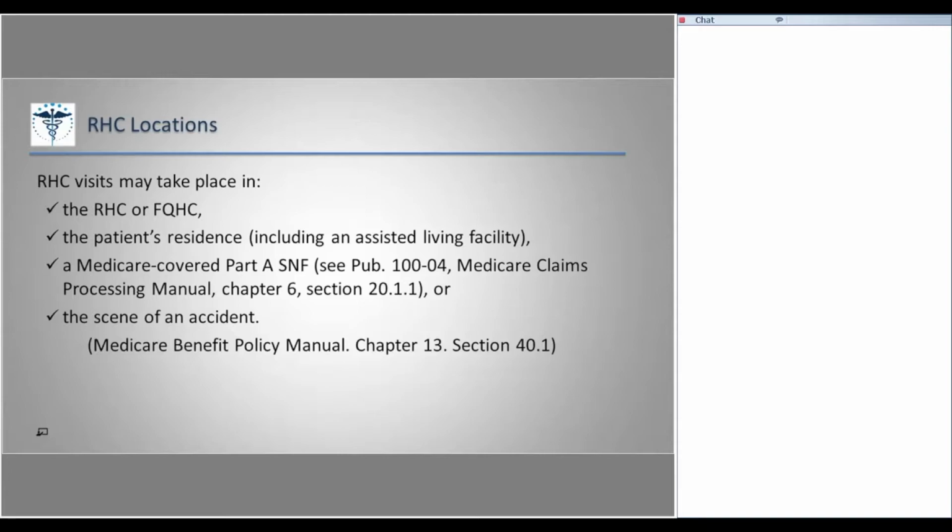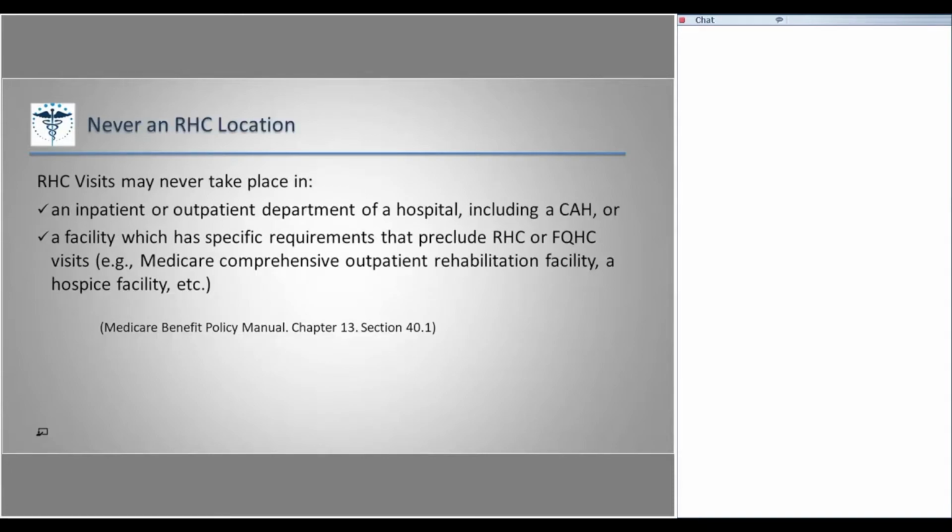We can even loosen that a little bit. But hard stop, RHC locations are the RHC, the patient's home, including assisted living and nursing homes, Part A SNFs, and the scene of an accident. So now we've got providers, we've got locations, and never a location is our hospital, including inpatient or outpatient. We're never going to bill a rural health clinic encounter from our outpatient or inpatient setting. We can bill for our providers in those settings, just not under our rural health clinic provider number.